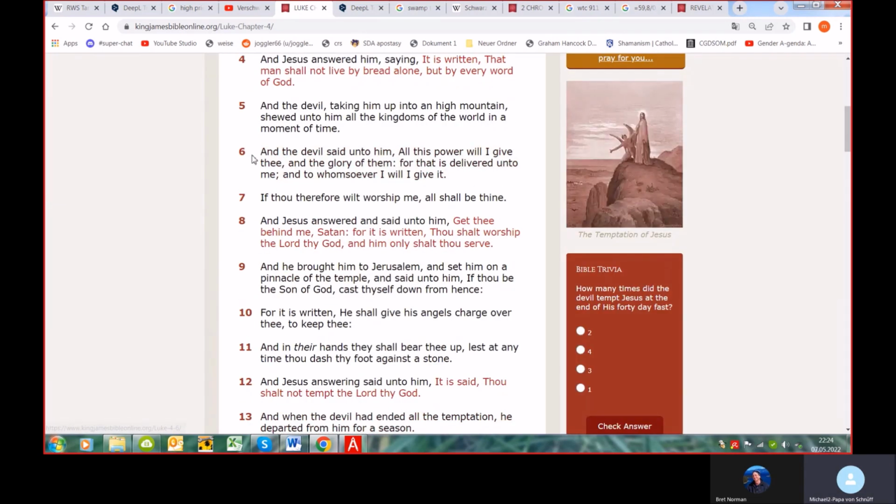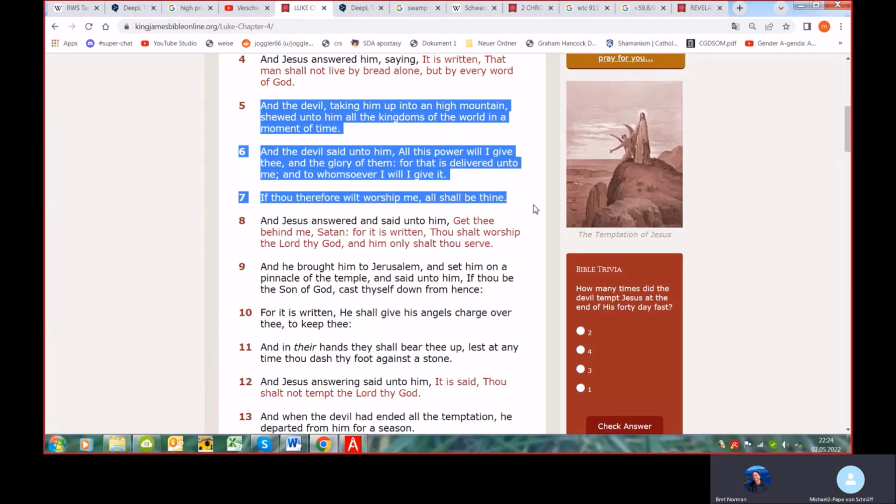The devil said, would you care to read it? Sure, Michael. We're in the book of Luke 4, right. Okay. And the devil, taking him to an high mountain, showed unto him all the kingdoms of the world in a moment of time. And the devil said unto him, all this power I will give thee, and the glory of them, for that is delivered unto me, and to whomsoever I will give it. If thou therefore wilt worship me, all shall be thine.